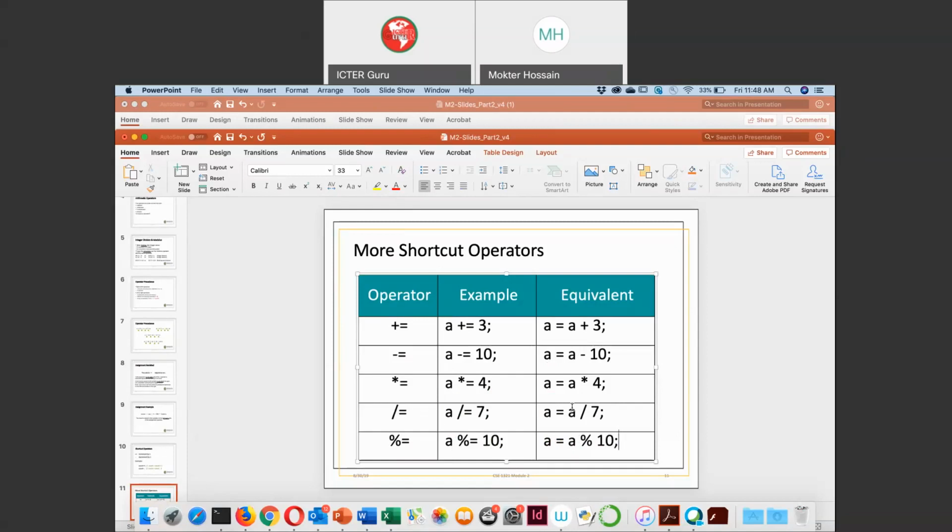So in your programs you will see this kind of shorthand expression used in order to update a variable's value. These are used to update its own value. If we say a equal to a plus 3, that means whatever my previous a value was, that will be increased by 3.